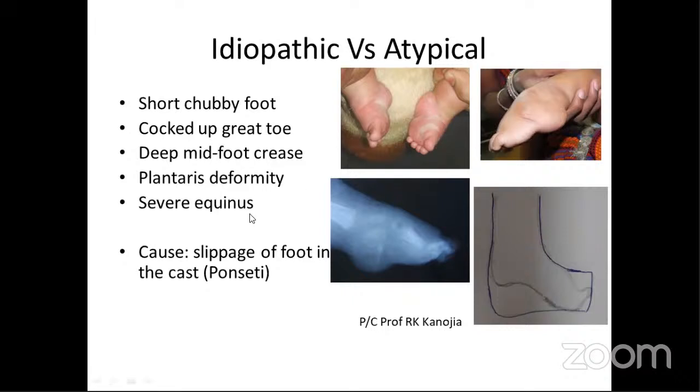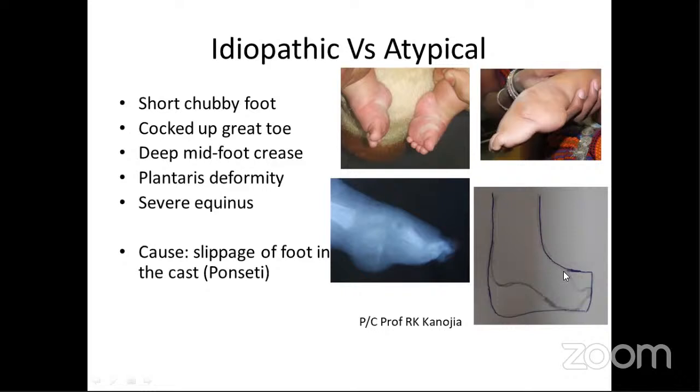And there is severe equinus. According to Ponseti, this was the pathogenesis of this deformity. What has happened is that there was a short and chubby foot to begin with, and you applied a plaster, a Ponseti cast. Now, instead of holding, the toes disappeared and the foot slipped proximally inside the cast, so that the heel reached here instead of sitting here, and that resulted in a fixed severe equinus.